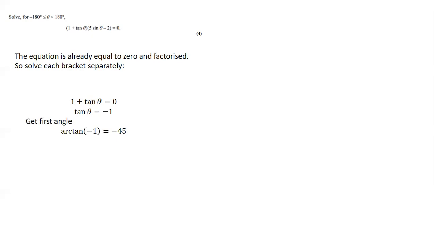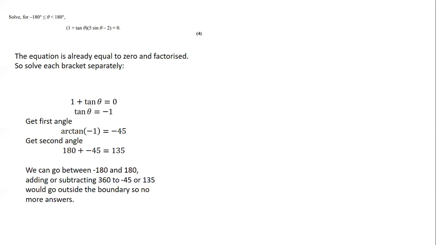Get the second angle, so it's 180 plus, because it's tan. And then we want to go from minus 180 to 180. So if I add or take away 360, it'll go outside the region. So there's no more answers. Move on to the next one.